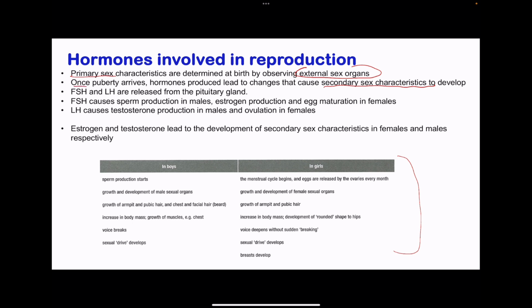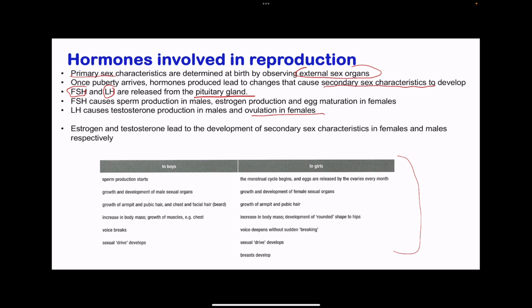Hormones like FSH, or follicle-stimulating hormone, and luteinizing hormone are going to be released. These come from the pituitary gland. FSH is going to cause the production of sperm in males, estrogen production, as well as egg maturation in females. And LH, which is luteinizing hormone, causes testosterone production in males, as well as ovulation in females. We'll talk about these hormones again when we learn about the menstrual cycle.